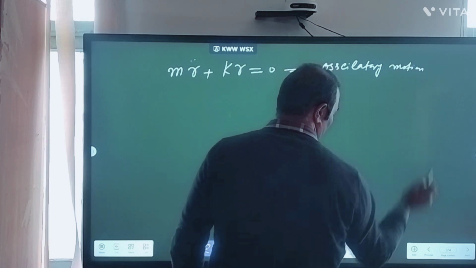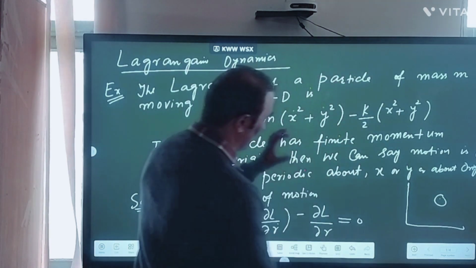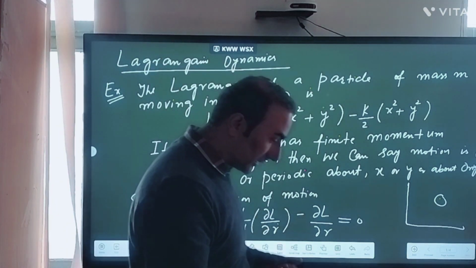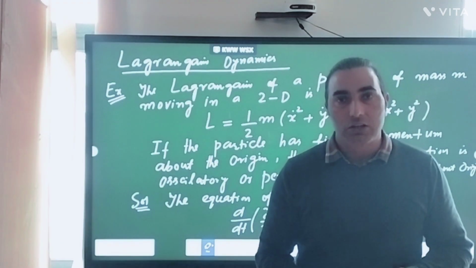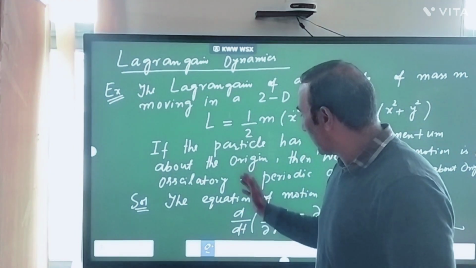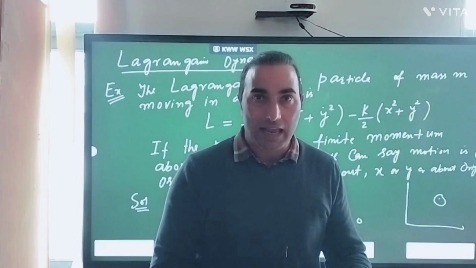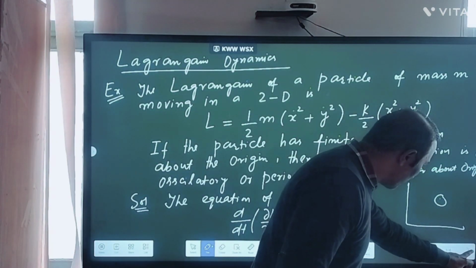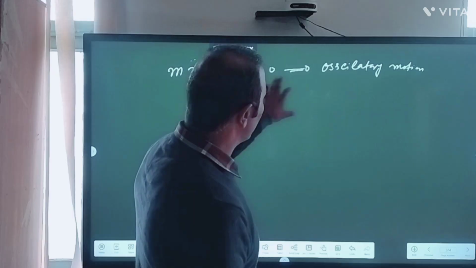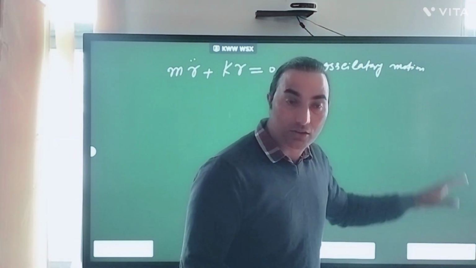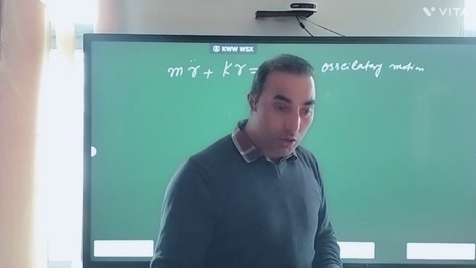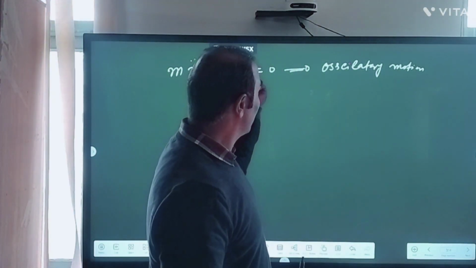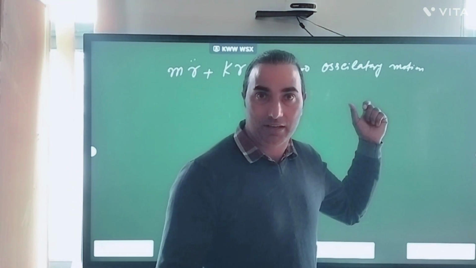Now, if you check the problem we had, we had to say that the motion of the particle here will be oscillatory, and periodic, either along x, along y, or about the origin. So that means when we calculated here, this is also oscillatory motion, but that oscillatory motion is along x as well as along y. So this is the oscillatory motion about the origin, right?